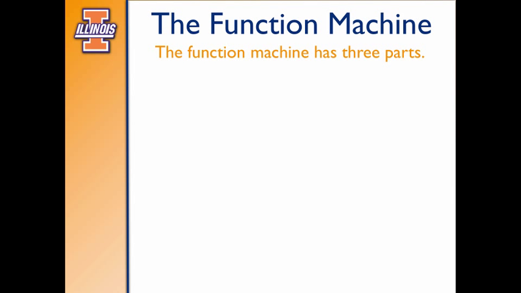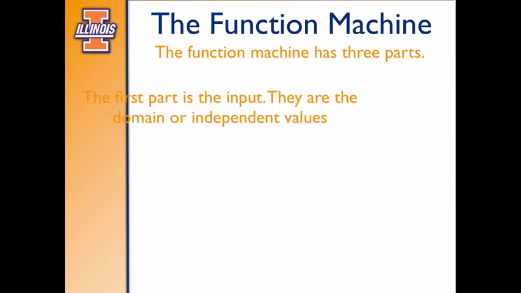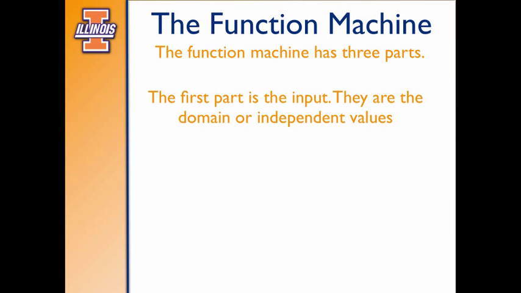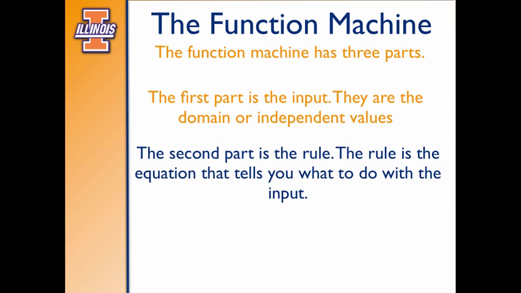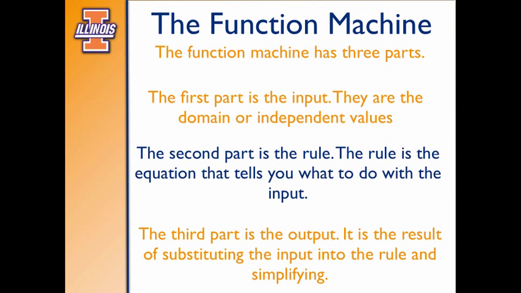So the function machine has three parts. The first part is the input, and they are the domain or the independent values that we put into the machine. We also know these as the x values. Then we have the rule, that's the second part. The rule is the equation that tells us what to do with the input. And the last part is the output. It's the result of substituting our input into the rule and then simplifying the expression.